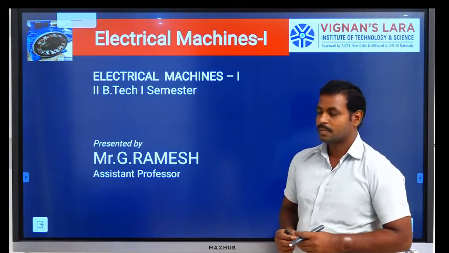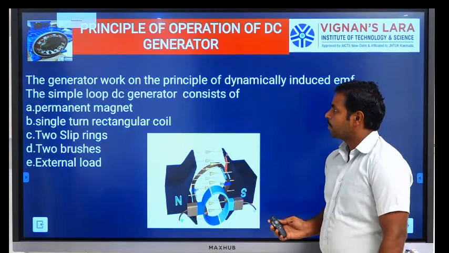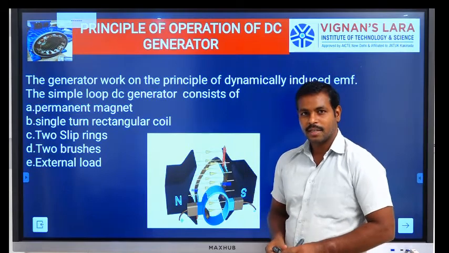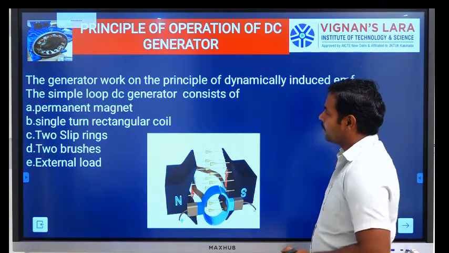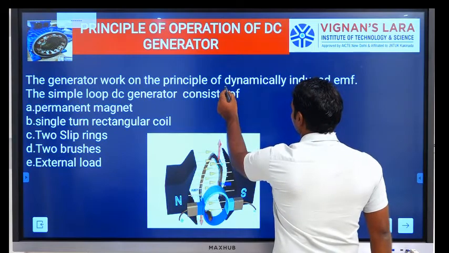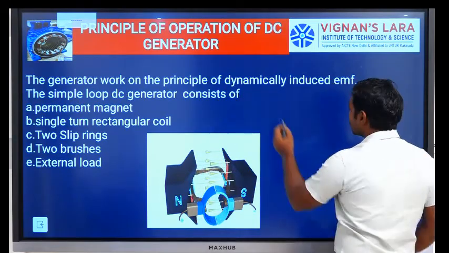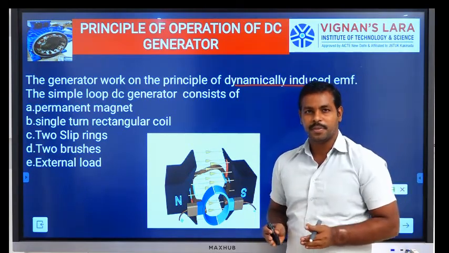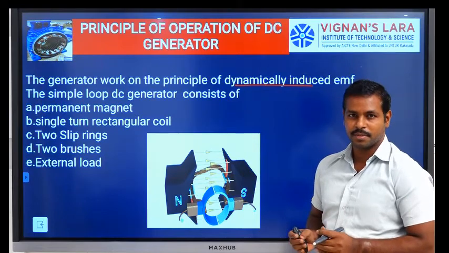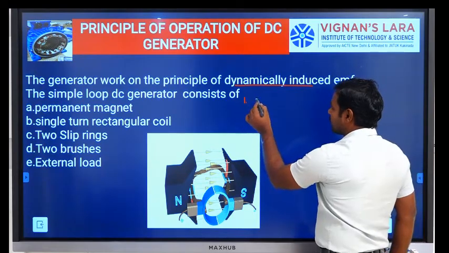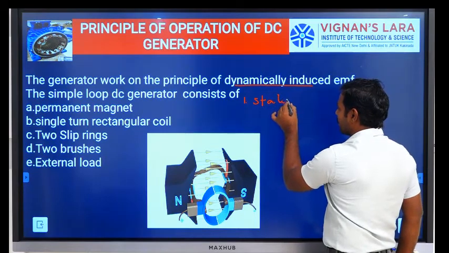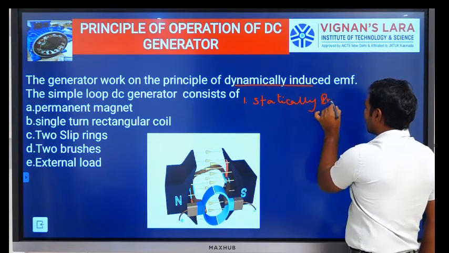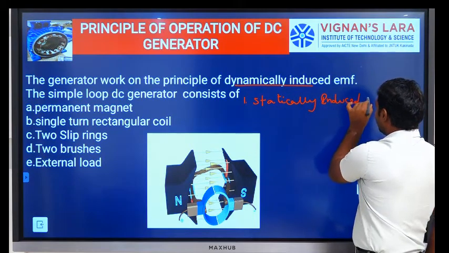Today we are discussing the principle of operation of a DC generator. The basic principle of a generator works on dynamically induced EMF. Induced EMF is broadly classified into two types. One is statically induced EMF. The second one is dynamically induced EMF.